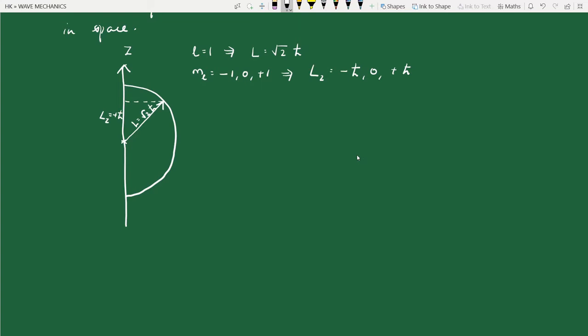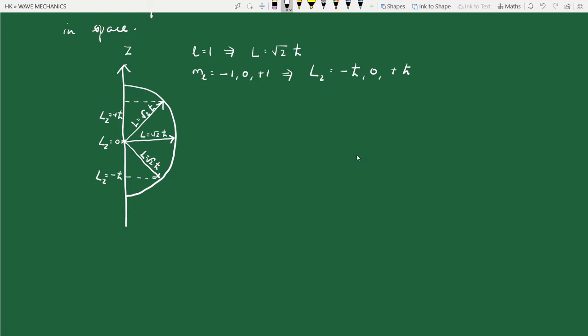Then another possibility is this one. Again, capital L is equal to root 2 h cross. So this semicircle we are drawing because any vector will have the same length. Now here what is the projection? If this is perpendicular to the z axis, or in the xy plane, then the projection will be 0. That is, here Lz is equal to 0. Now consider this vector. Again, the length of the vector, that is capital L, is equal to root 2 h cross. This time the projection is negative. Lz is equal to minus h cross.